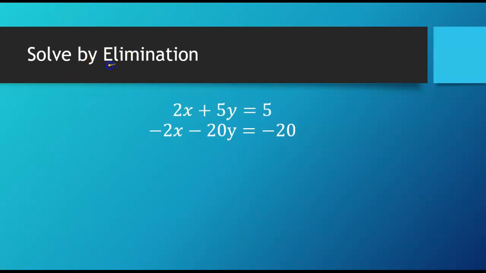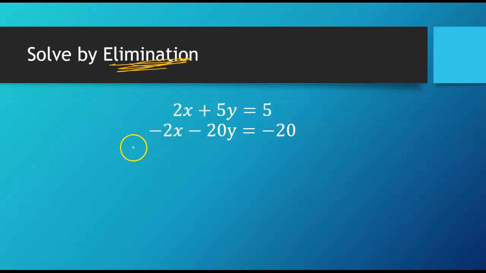All right, so notice our instructions changed here. The other said solve by substitution. This one says solve by elimination. So we are going to, in this case, try to eliminate one of our variables by taking our equations and adding them together. So notice here I have a positive 2x in the top equation, and in the bottom one I have a minus 2x.